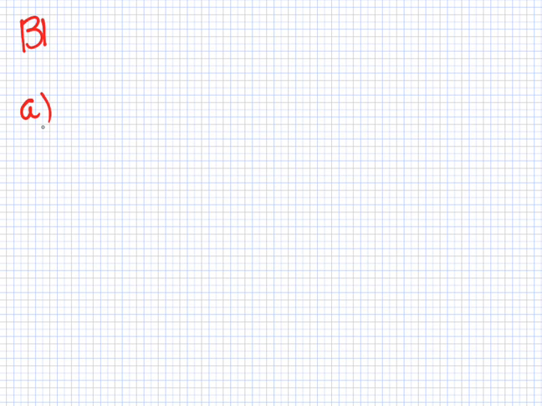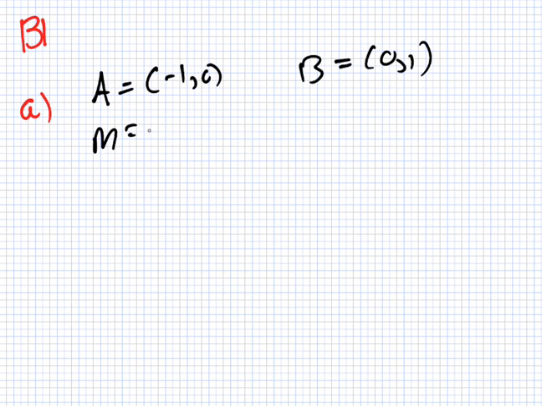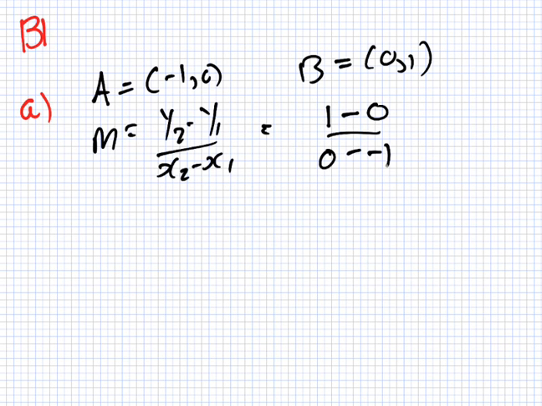Firstly, to start, they want the slope of AB. So A is minus 1, 0. B is 0, 1. Well, you know the formula for slope, don't you? y2 minus y1 over x2 minus x1, sorry, bad teacher. So that would be 1 minus 0 over 0 minus 1. So that is 1. So, 2 marks.